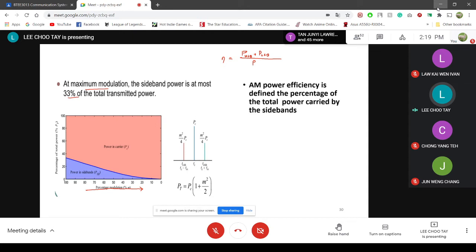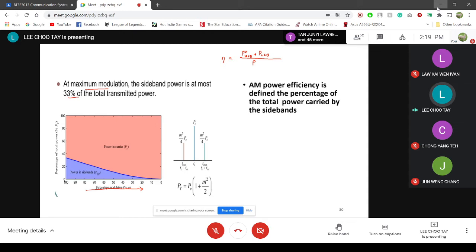Just an extension of the discussion here. How much power do we have in the sideband? 27 volt? Yeah, okay. So how did you get 27? M squared divided by 4 times power carrier.